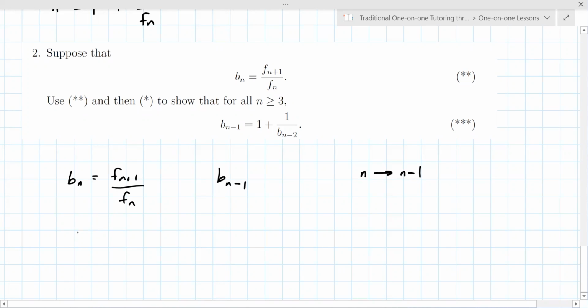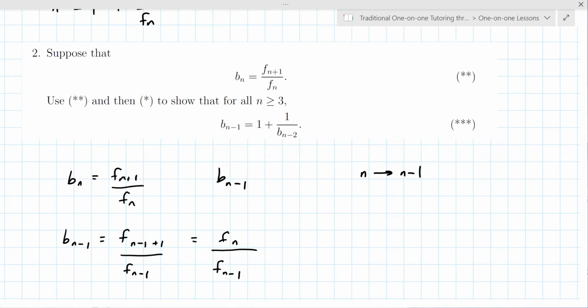So the way that works is you get Bn minus 1 equals Fn minus 1 plus 1 over Fn minus 1. All I'm doing is putting n minus 1 wherever I see an n. And so that produces Fn over Fn minus 1. Not great, but let's just see what we got here. So Fn is equal to Fn minus 2 plus Fn minus 1. That's the asterisk, the given in the first part of the problem.